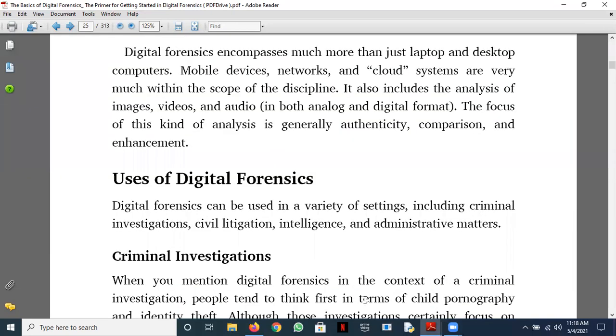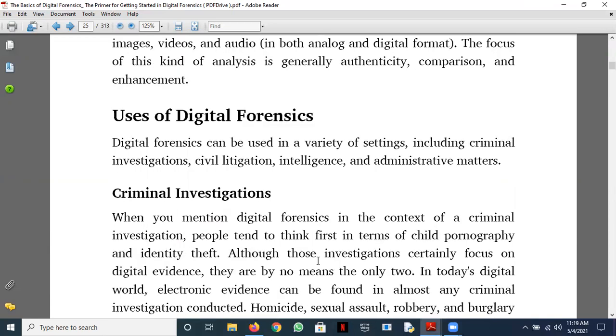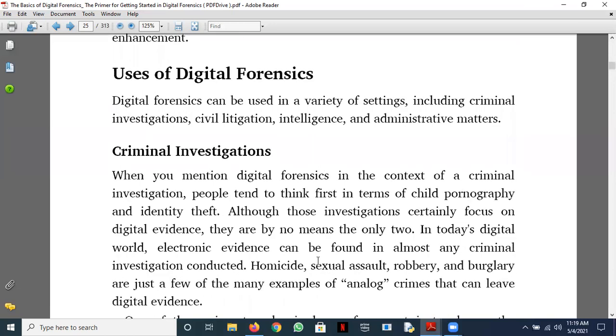Okay, then in a fast way, I'll just go through the uses of digital forensics. Wherever you feel you need to ask something, you can ask, right? So it can be used in criminal investigations, that you understand. People would say that if you are investigating something, it could be child pornography or theft. But there are many other criminal investigations that digital forensics can help with.